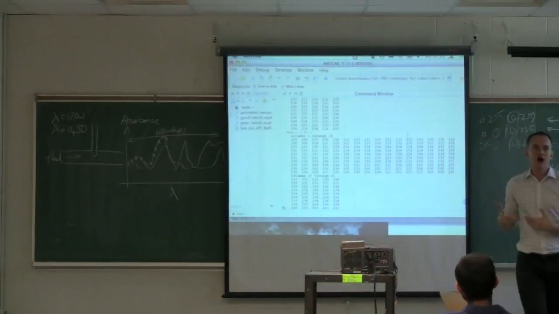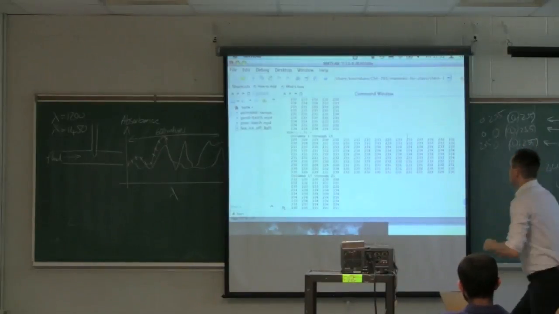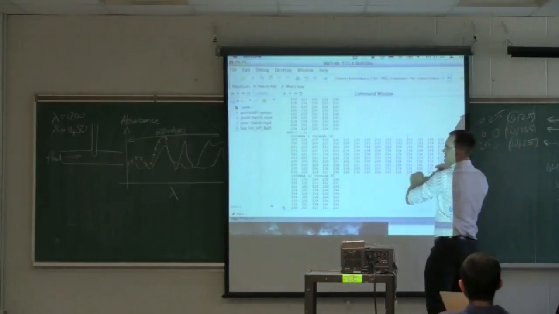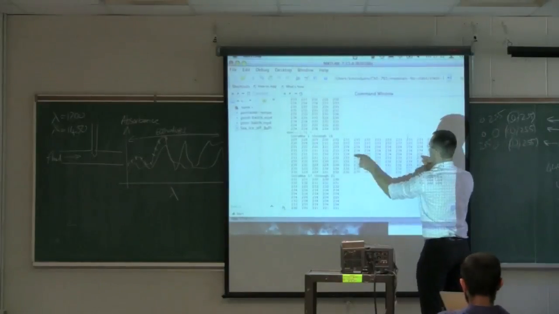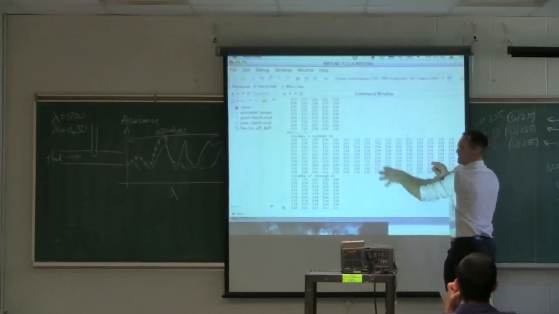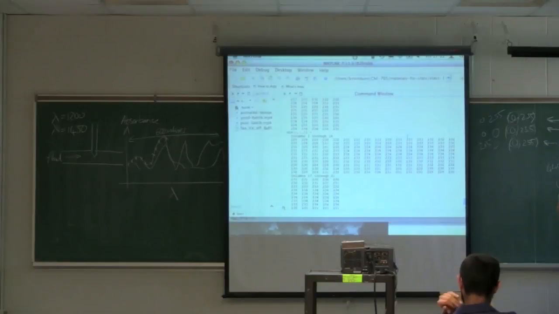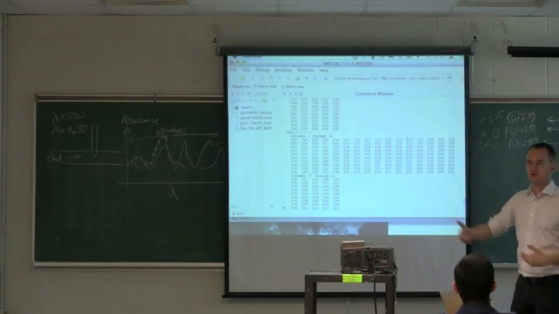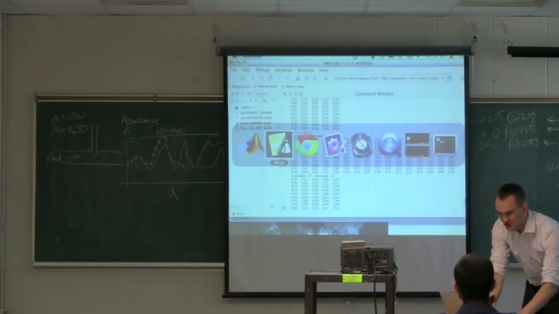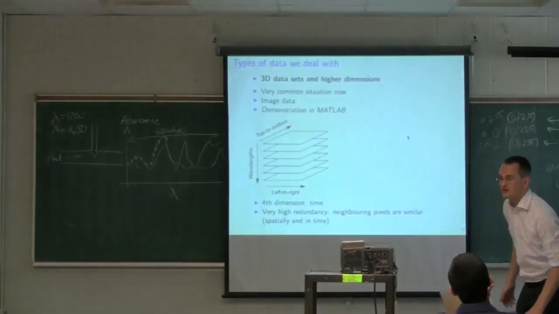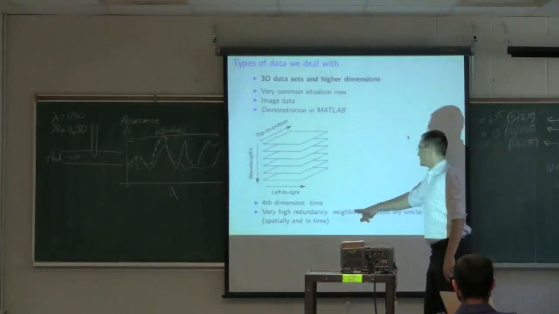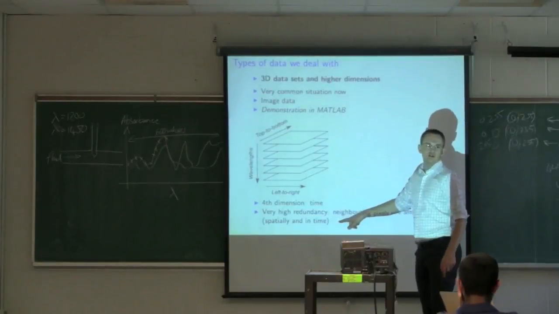Right? So there's a very high redundancy in this image. Spatially, in the x, y direction, this pixel is more to the left, this pixel is more to the right, so there's a lot of redundancy in that image. And if I took that satellite image over time and watched the ice melting, that 4D data cube contains a lot of redundancy in the time direction. So spatially and in time, there's huge redundancy, lots of noise, little signal.